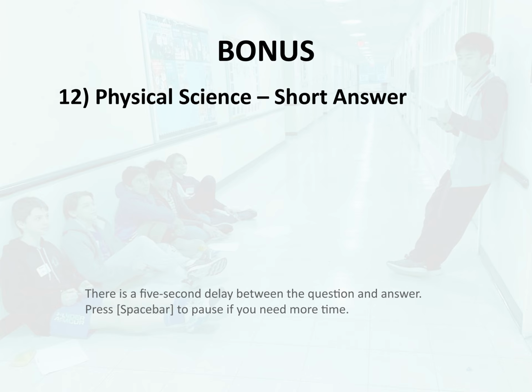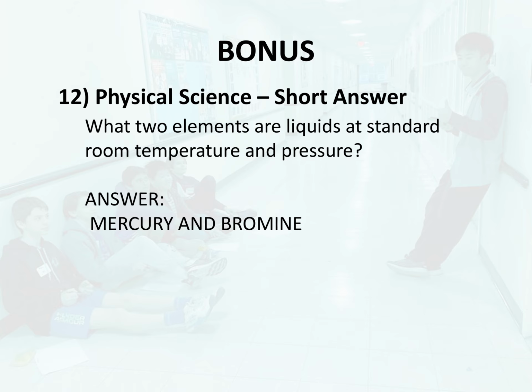Bonus 12. Physical science, short answer. What two elements are liquids at standard room temperature and pressure? Answer: Mercury and bromine.